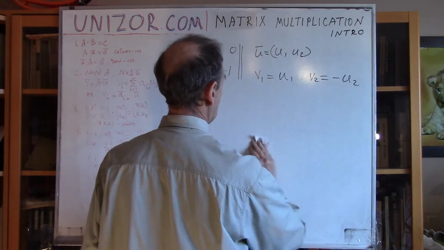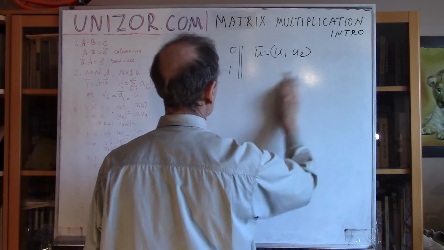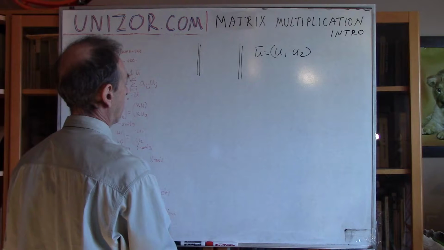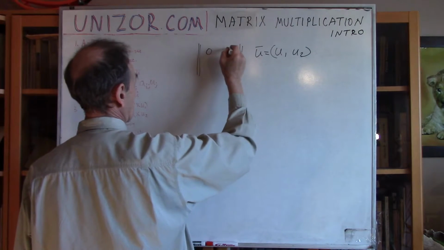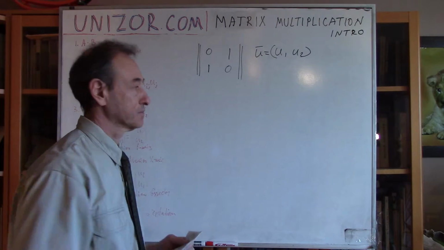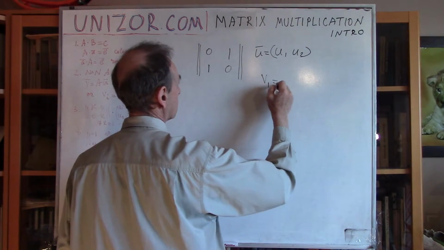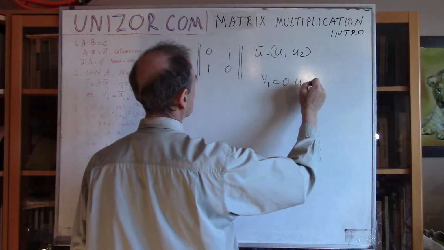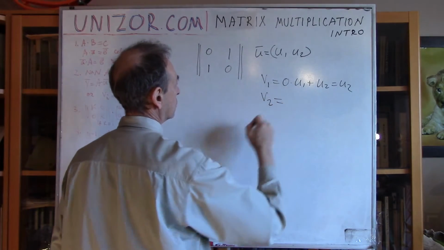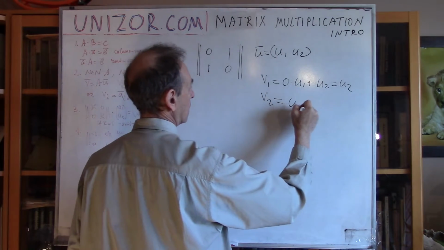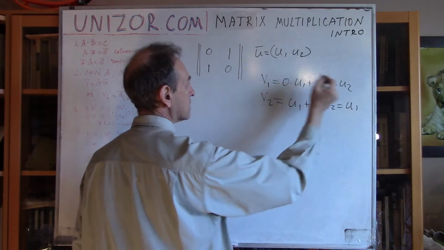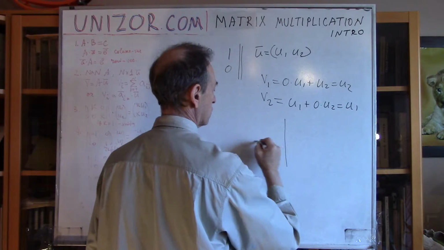Okay, another example is this. What do we have here? Well, let's see. v1 is equal to 0 times u1 plus 1 times u2, which is u2. v2 is equal to 1 times u1 plus 0 times u2, which is equal to u1. So v1 is equal to u2, v2 is equal to u1.